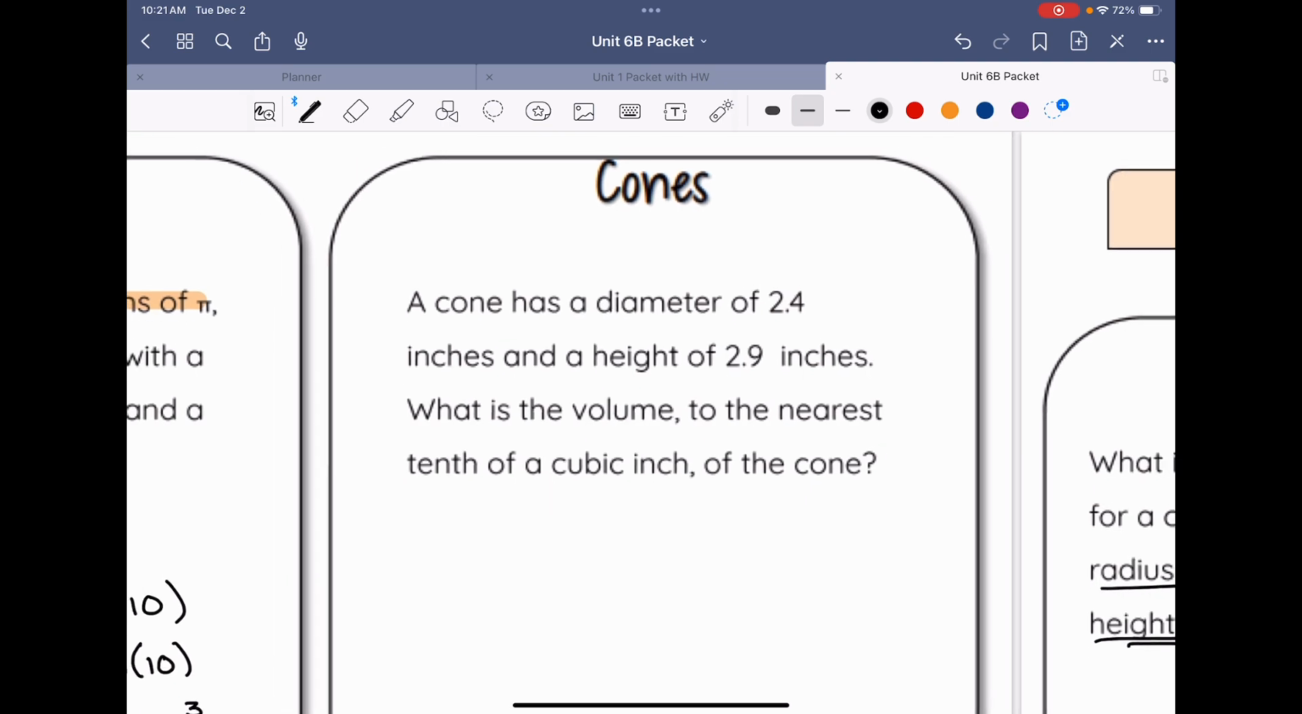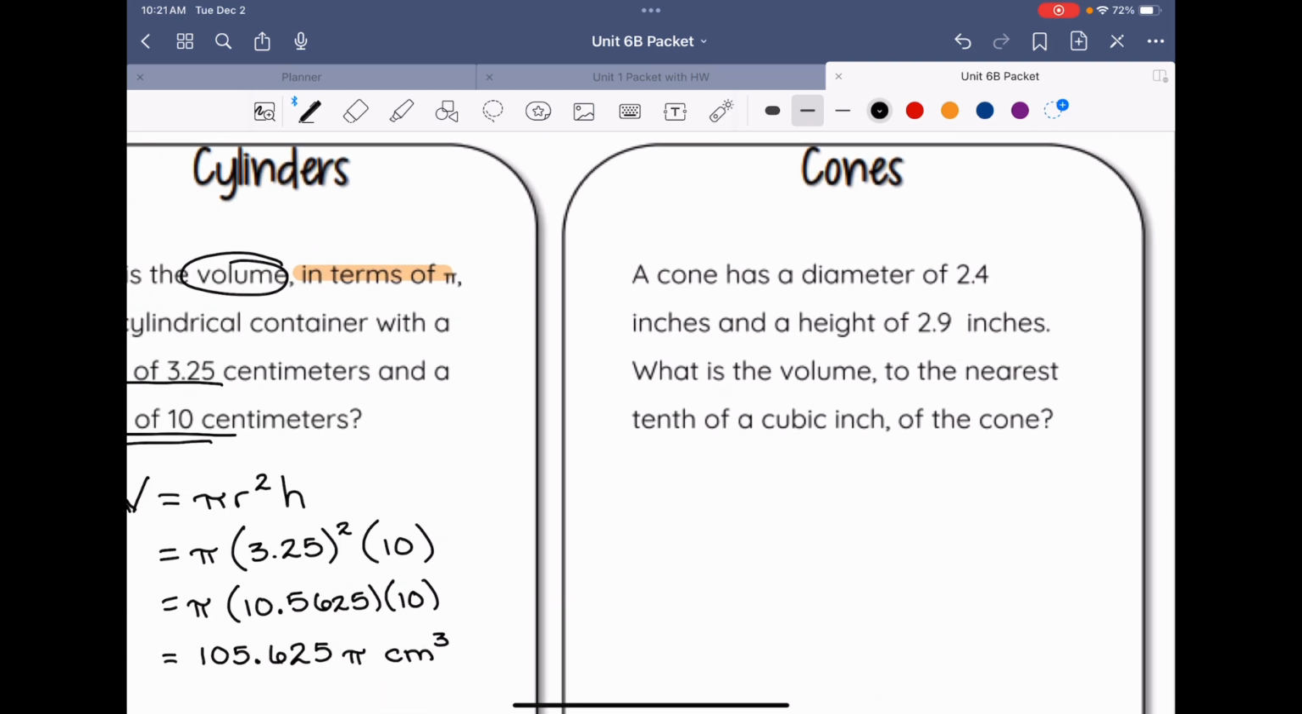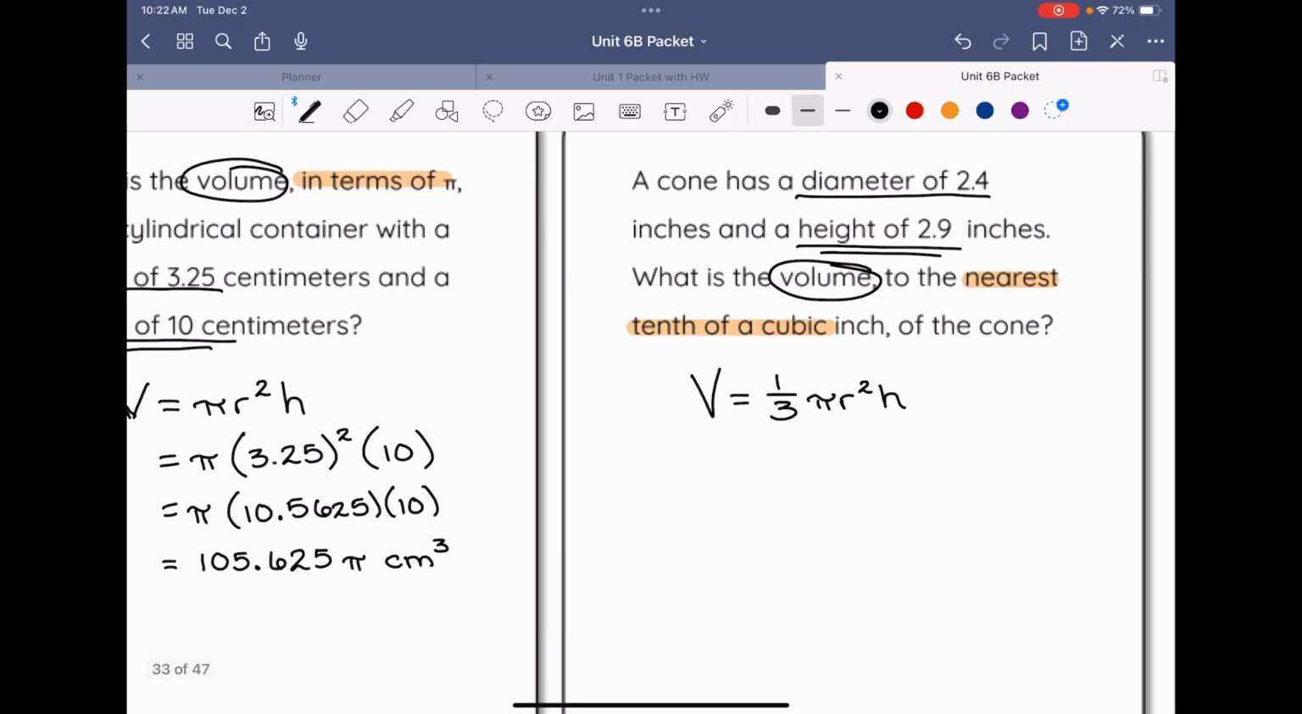Let's try the cone. So it says a cone has a diameter of 2.4 inches and a height of 2.9 inches. Find the volume to the nearest tenth of a cubic inch of the cone. Volume formula, 1/3 pi r squared times h. I'm going to let you go ahead and try this one on your own, so please pause the video, plug it in, and solve. When you're all set, unpause and check. Go ahead.